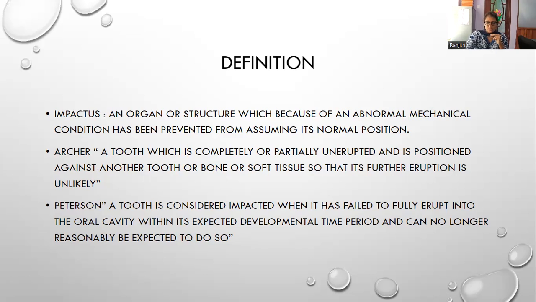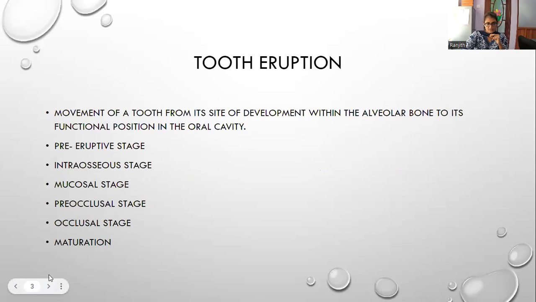According to Peterson, a tooth is considered impacted when it has failed to erupt fully into the oral cavity within its expected developmental time period and can no longer reasonably be expected to do so. That is, a tooth which has lost its eruption potential. So tooth eruption is where the tooth moves from its site of development within the alveolar bone to its functional position in the oral cavity. So that takes place in various stages. You have the pre-eruptive stage, the intraosseous stage, the mucosal stage, the pre-occlusal stage, the occlusal stage, and the stage of maturation.